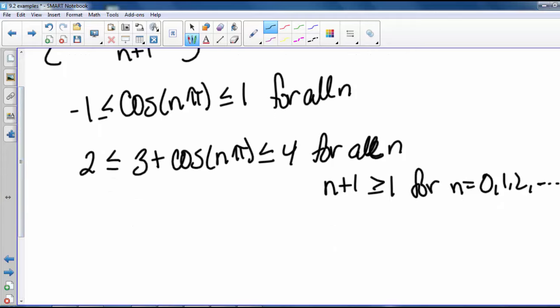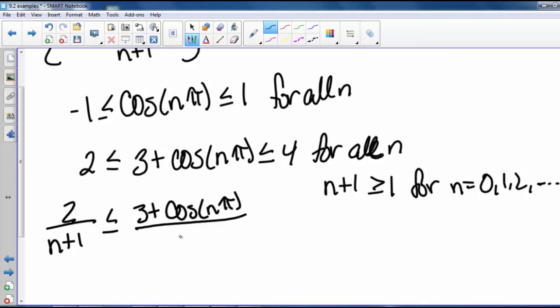So this tells us that we can divide each part of our inequality by n plus 1 without worrying about changing our inequality signs. So we get 2 over n plus 1 is less than or equal to 3 plus cosine of n times pi divided by n plus 1 is less than or equal to 4 over n plus 1, for n equals 0, 1, 2, etc.